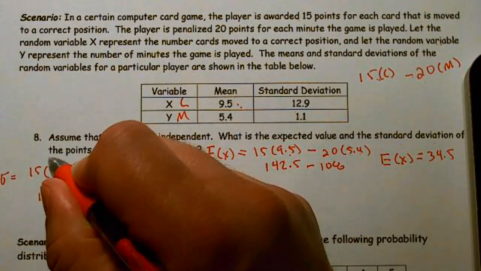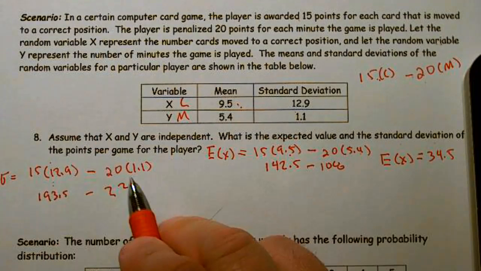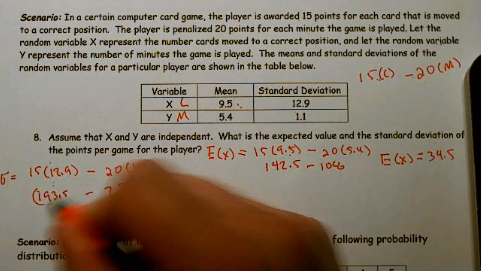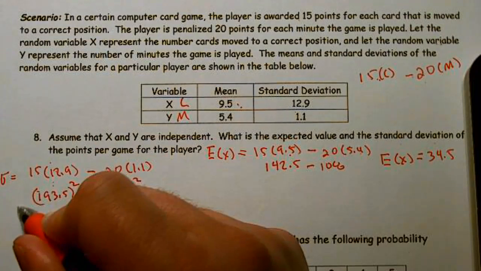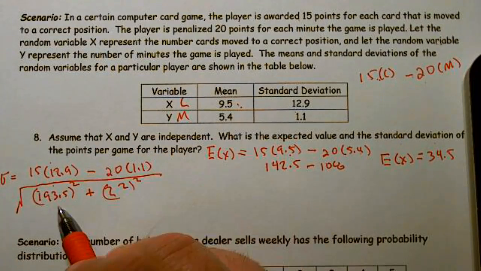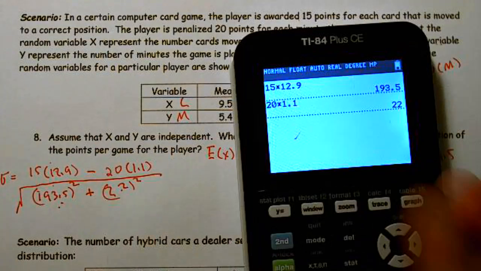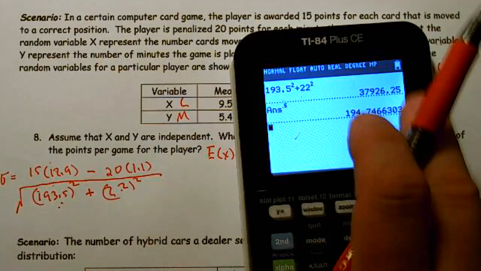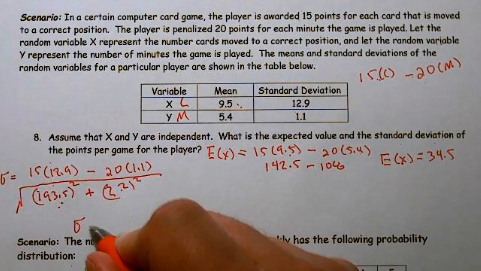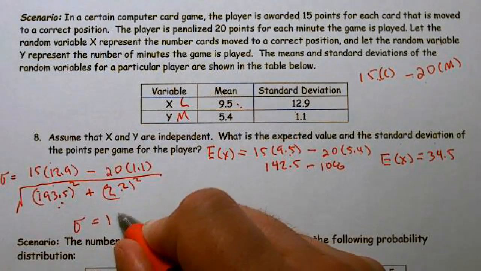So those are my standard deviations, because I can multiply by a constant, but I can't subtract these things. I have to square them and then add them. So I converted it to a variance, and then I take the square root of it. So I'm going to go 193.5 squared plus 22 squared. And I get that value, and then I'm going to take the square root of that. So I'm raising it to the half power, and I get 194.746.